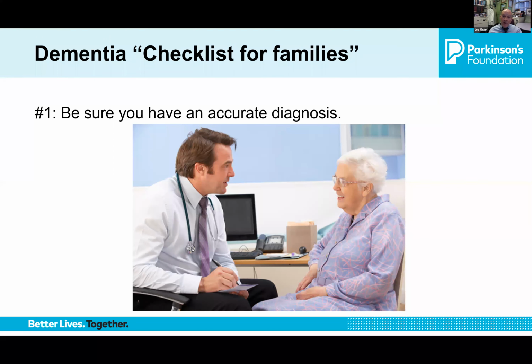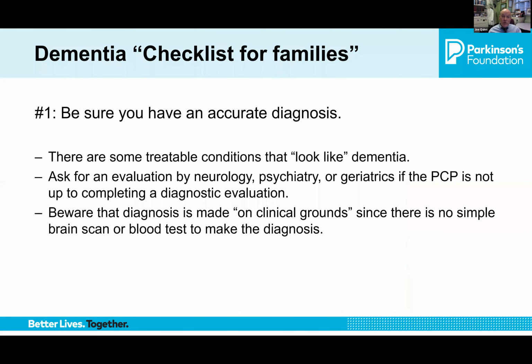So now to move into these checklists, the first item on this checklist for families is to be sure that you have an accurate diagnosis. You want to be very careful that you're not confusing dementia with some other treatable condition that can look like dementia. Depression can look like dementia in some patients with Parkinson's disease. You can have an adverse medication effect that can look like dementia. You can have other medical problems that are unrelated to the Parkinson's disease per se that can look like dementia.